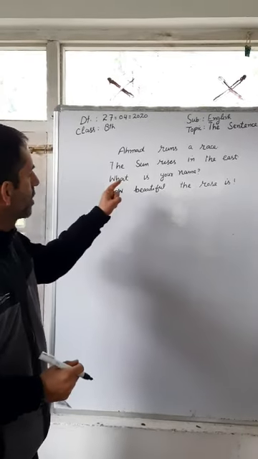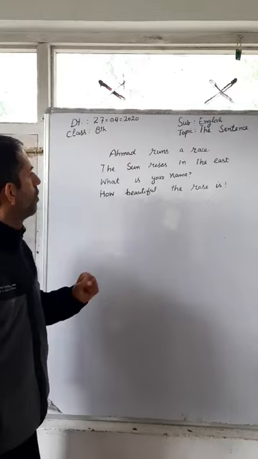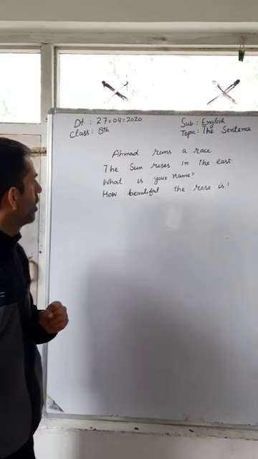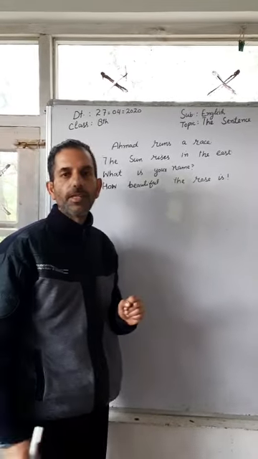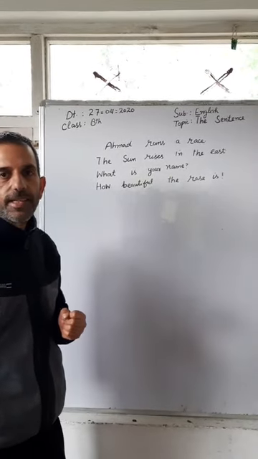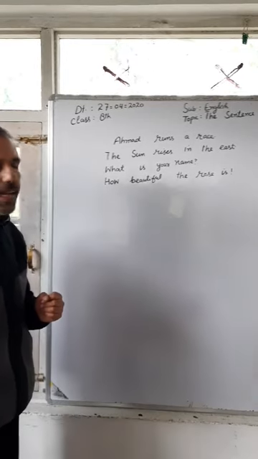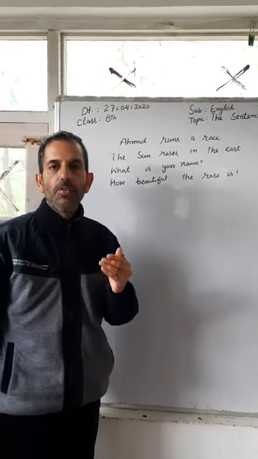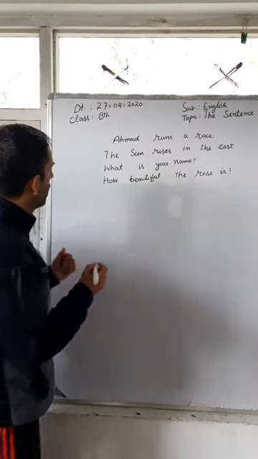Ahmad runs a race. The sun rises in the east. What is your name? How beautiful the rose is. Each of these groups of words makes a complete sentence and is called a sentence. We can say a group of words which makes complete sense is called a sentence.